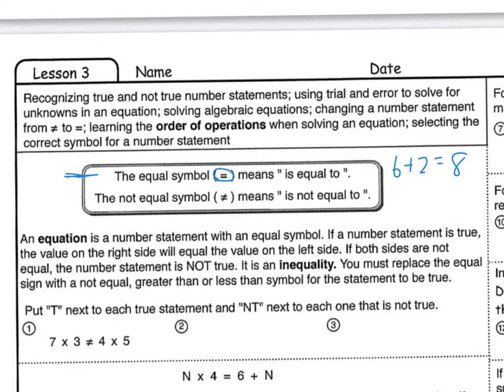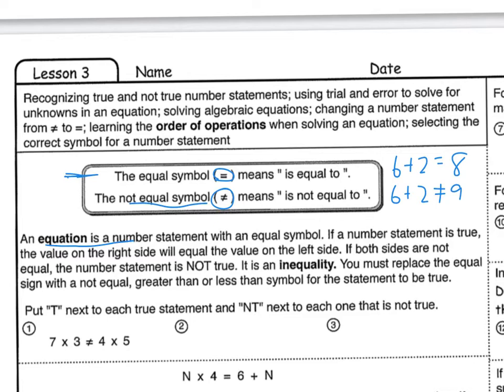The not equal symbol, which looks like that, means it's not equal to. So if I wrote 6 plus 2 is not equal to 9, that would be true because 6 plus 2 is 8 and 9 is 9. And those are not equal to each other.